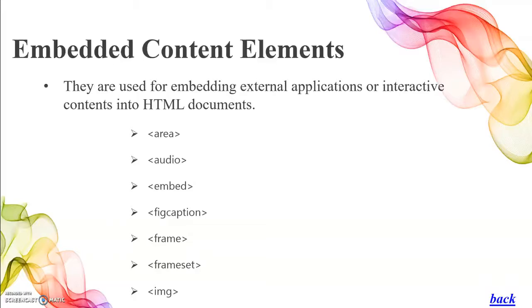IMG element. It displays an inline image. Map defines a client-side image map. No frames. It defines an alternate content that displays in browsers that do not support frames. Object defines an embedded object. Param. It defines a parameter for an object or applet element.